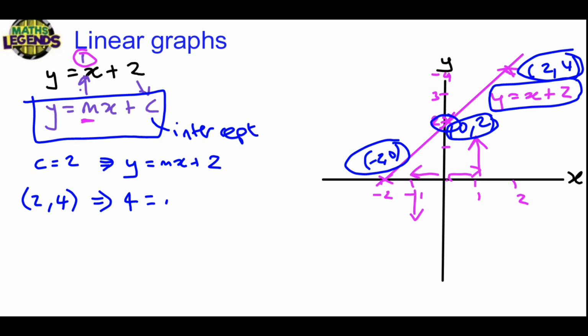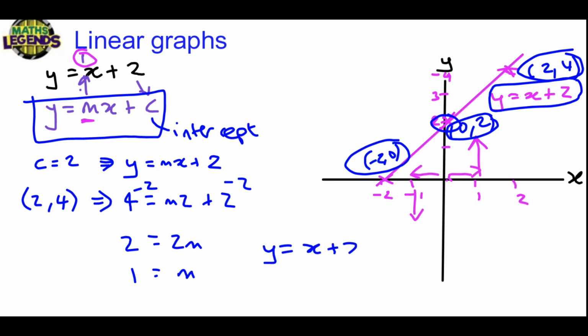So let's replace y with 4. Equals m, we don't know, x is 2, plus 2. And then we solve. So we take 2 away on both sides. So this becomes 2 equals 2m. m2 and 2m is the same, it's multiplying. So m equals 1. So now we know that our equation is y equals m is 1, so it's just x plus 2. So now we have worked out our equation.